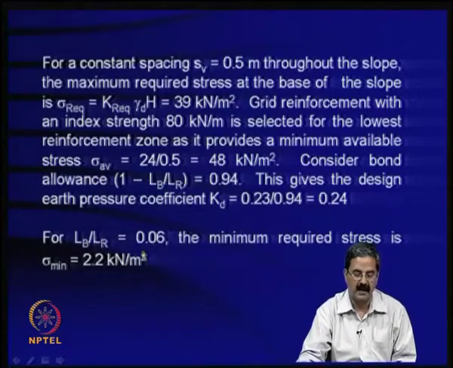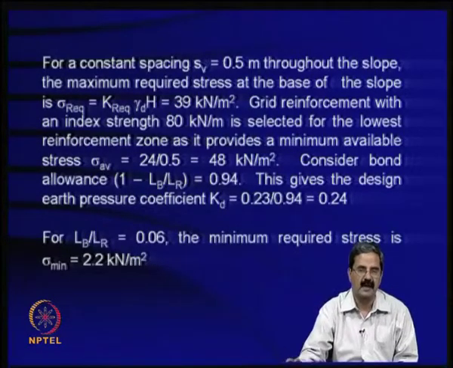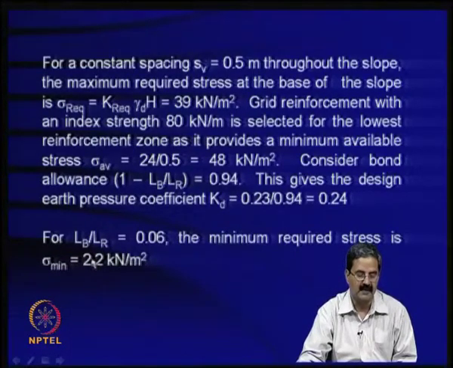And for LB by LR equal to 0.06, the minimum required, there is another computation, and we have another step that is given in my book. For LB by LR of 0.06, the minimum required stress, sigma minimum, is 2.2. Like I said, at the top also you have some minimum stress, it cannot be 0. If you are simply placing by hand and so on, there is a minimum stress, but if you have compaction, it can be much higher, like 100 kPa. Now, what you have is about 2.2 kPa, which is a very small number.